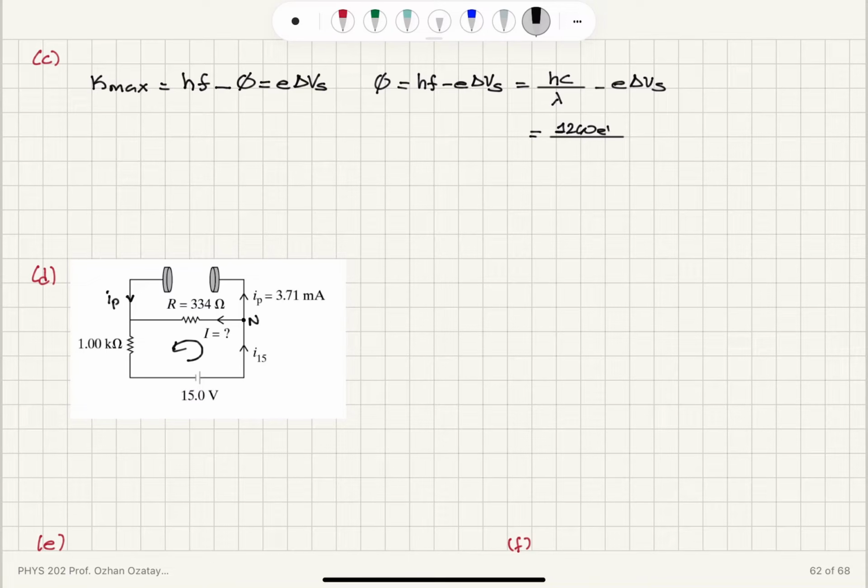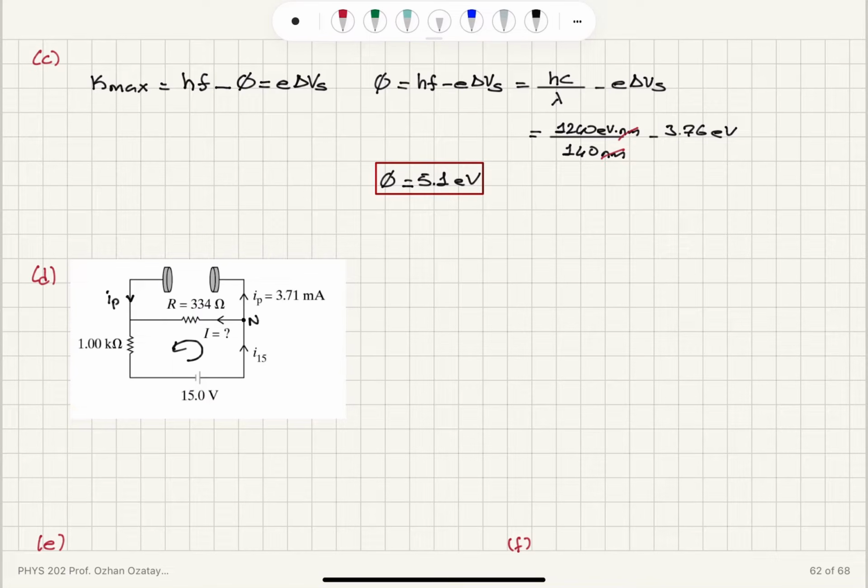1240 electron volts nanometers. The wavelength of light is 140 nanometers, minus 3.76 electron volts. So these nanometers cancel, so I'm left with electron volts here. So this gives me the work function phi to be 5.1 electron volts for this electrode.